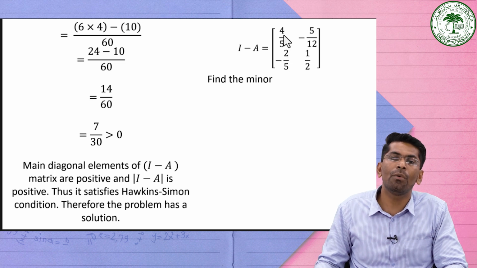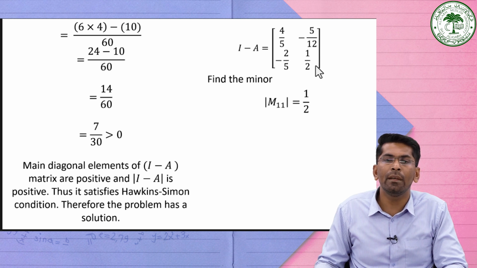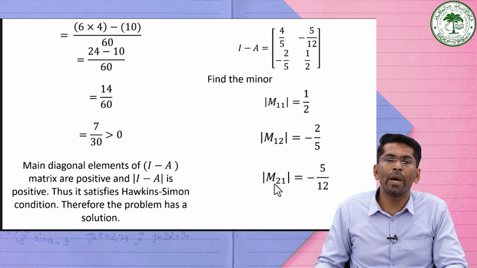So minor for the 4 by 5, which is equal to, by crossing the first column and the first row, what is remaining? It is 1 by 2. Minor second, that is minor for minus 5 by 12, which is equal to crossing the first row and the second column, what is remaining? It is minus 2 by 5. The third minor, M21, which is equal to, what is remaining here? It is minus 5 by 12, and the fourth minor, which is equal to 4 by 5.